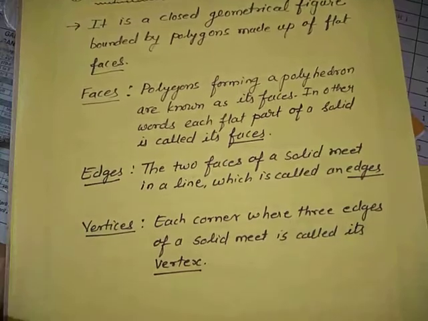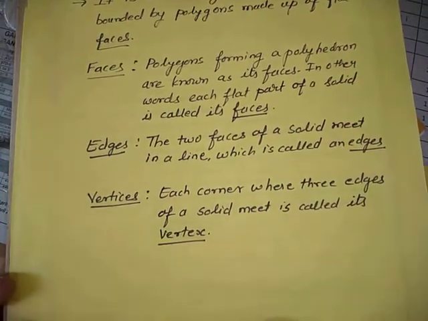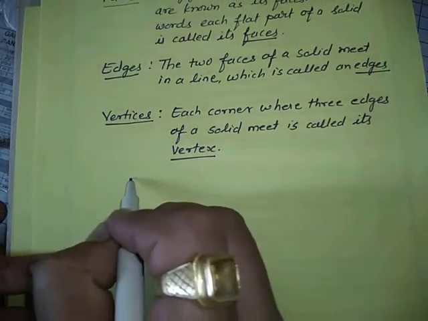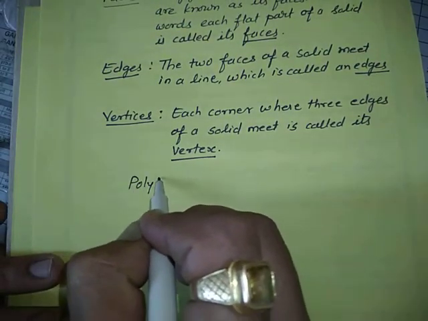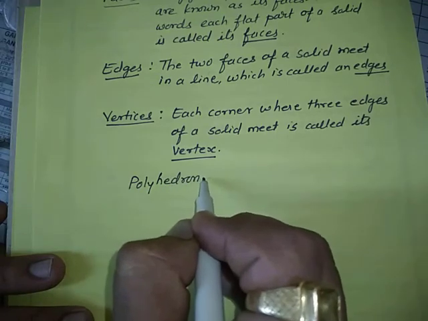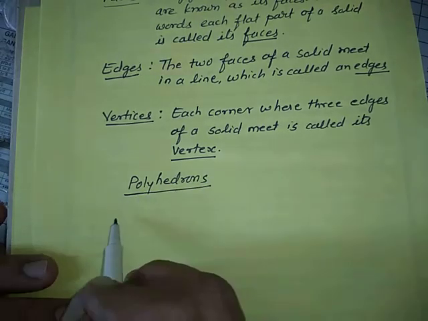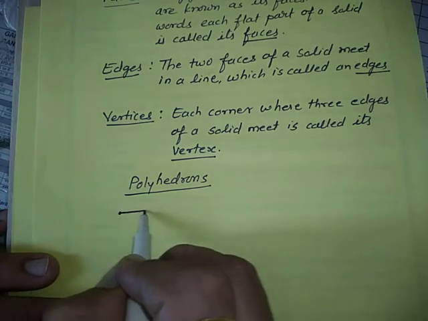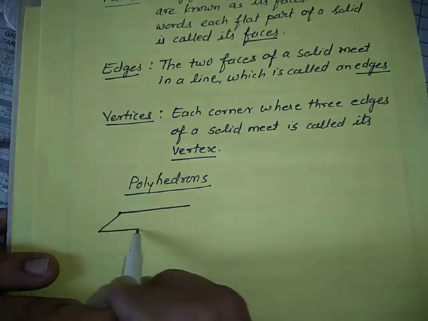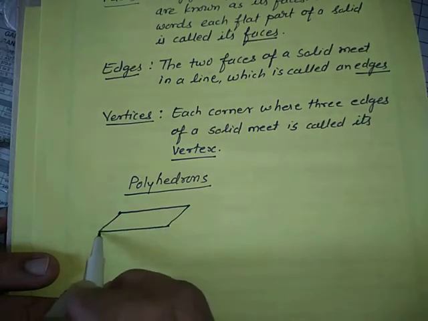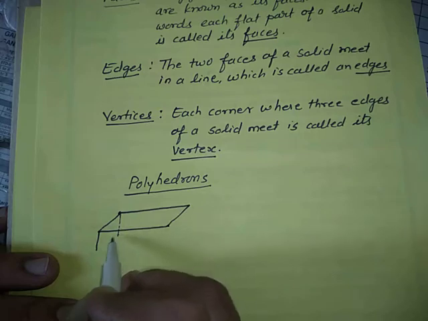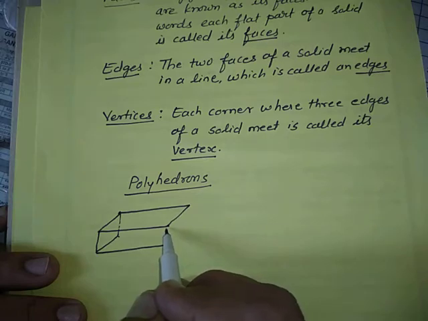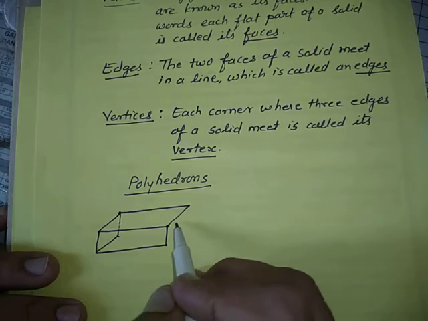So let us draw polyhedrons and non-polyhedrons. Okay, we will learn that first. What are polyhedrons? Polyhedrons are different types of figures. I am just trying to draw it, so if I draw like this, I'm just trying to manage it.